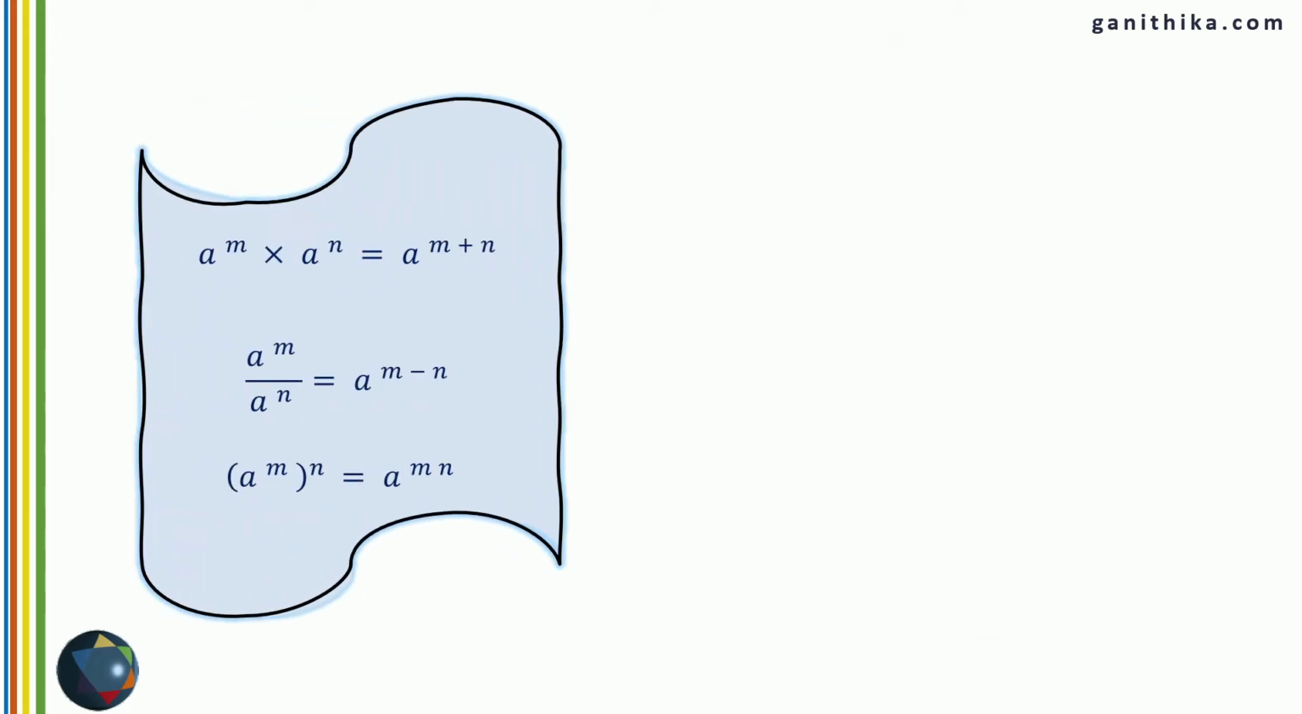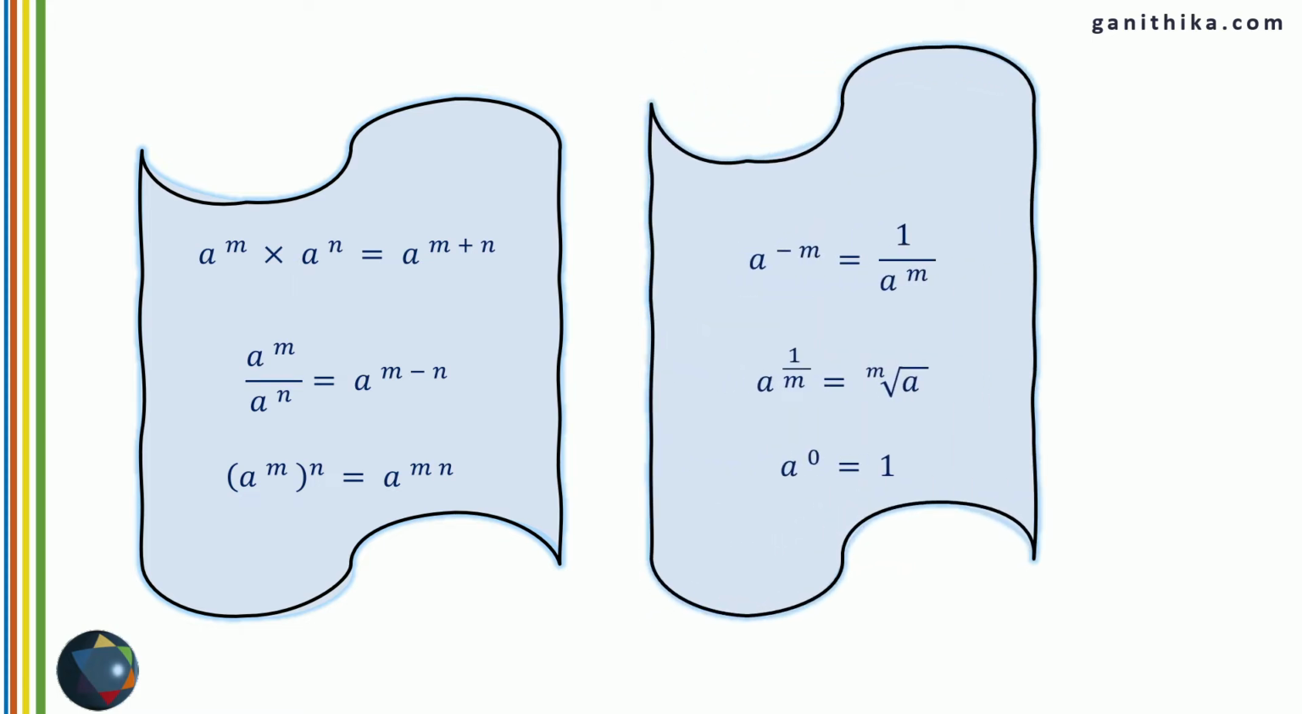Now let's see the rules of exponents that you should have learned earlier. A to the power of m times a to the power of n is equal to a to the power of m plus n, and so on. Another set of rules for exponents is a to the power of negative m is equal to 1 over a power m. A to the power of 1 over m is the mth root of a, and a power 0 is equal to 1. So these are the 6 rules that you need to know before you proceed further. Please take this down in your notebook and remember this, because this is not in your formula booklet.